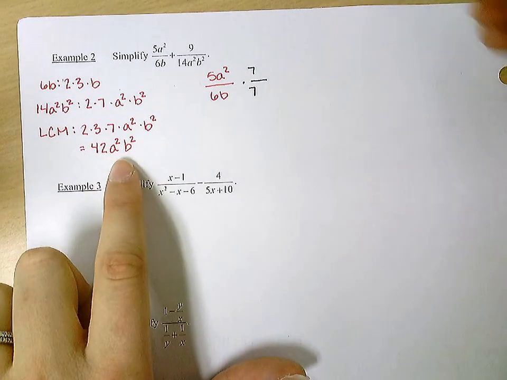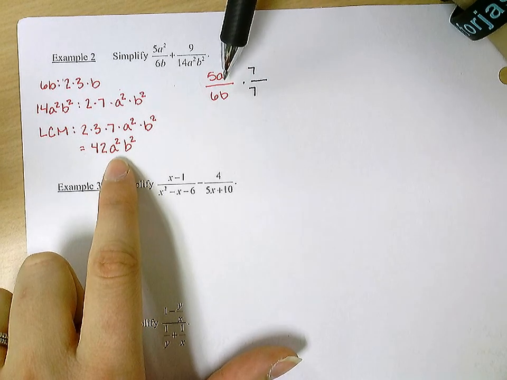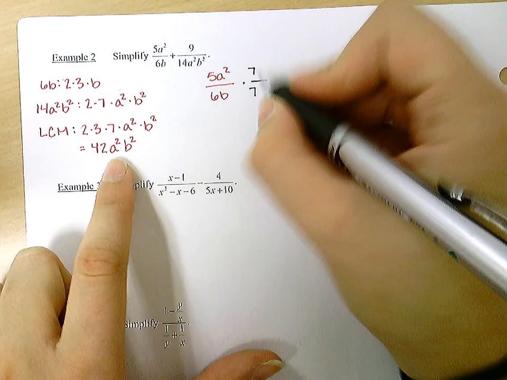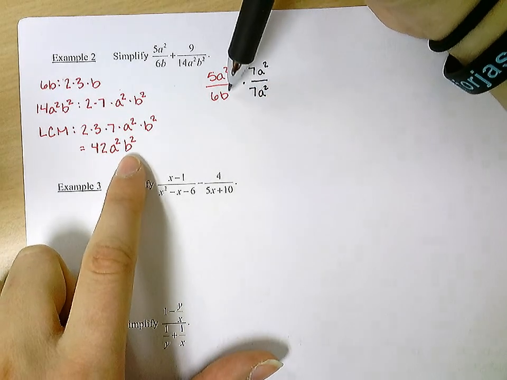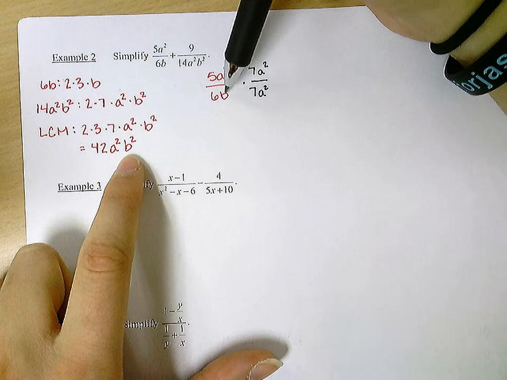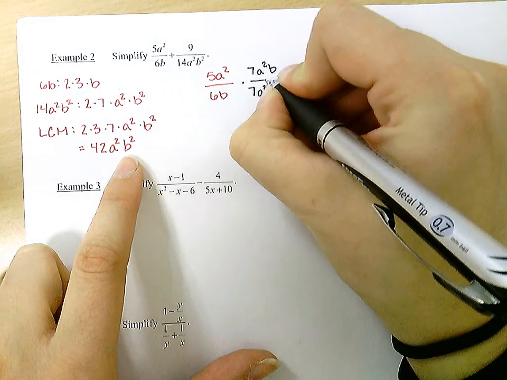And then what do I need to multiply in to get an a squared in the denominator? A squared. And then I still need a b squared in the denominator as well. Right now I just have b, so I just multiply in a b.